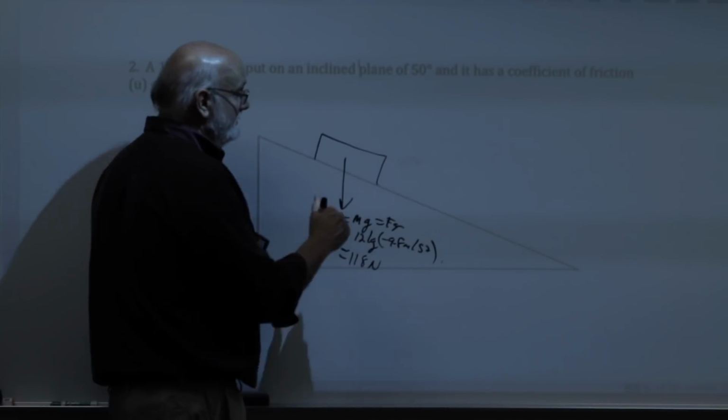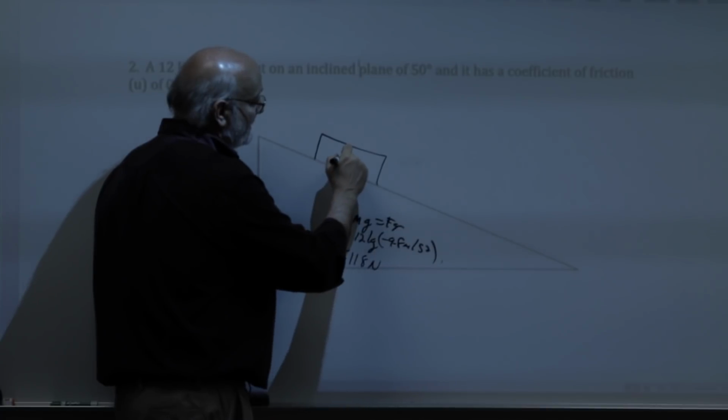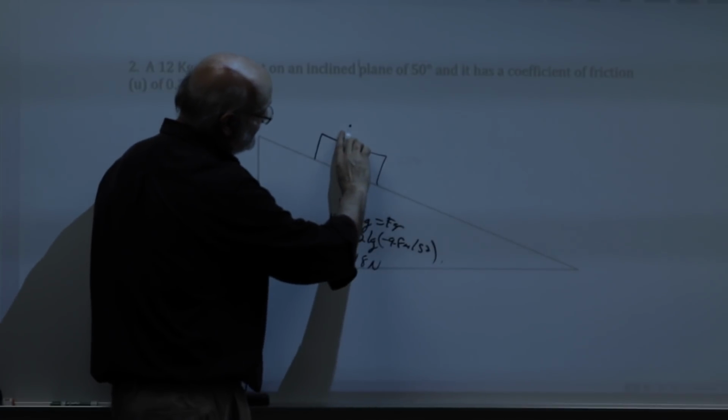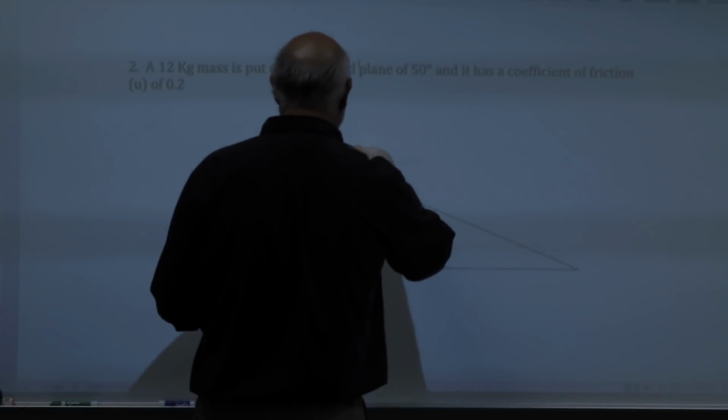Remember, the second one we put in, the normal. And it is going to be perpendicular, so here's that surface, it's going to be straight off of that, and it's going to be going basically this way.